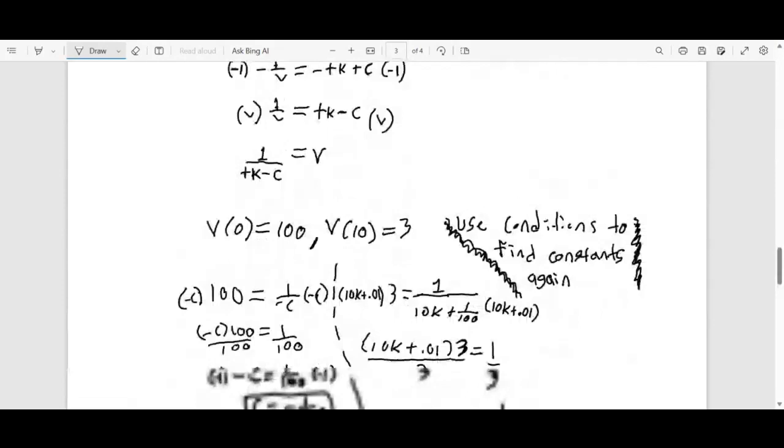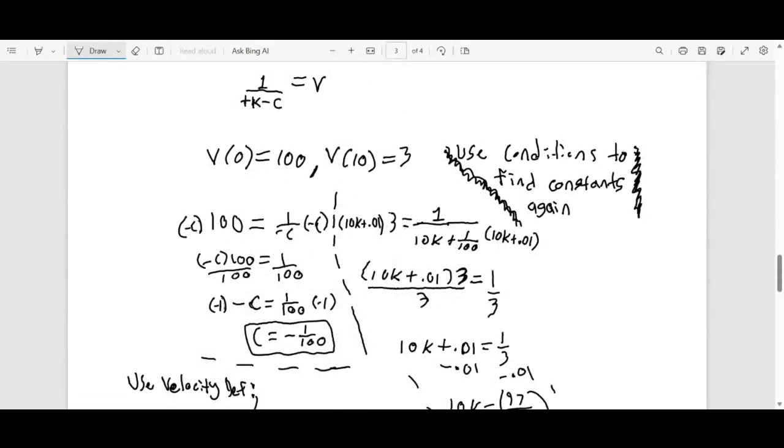after that, we are going to do the same thing. We have constants we need to find. We need to find our c and our k. So we're going to use that v at time 0 is equal to 100, and v at time 10 is equal to 3. With the first one, we have 100 is equal to 1 over negative c. This is after we plug in 0. We get 1 over negative c, if you notice. So that's how I got 1 over negative c right here.